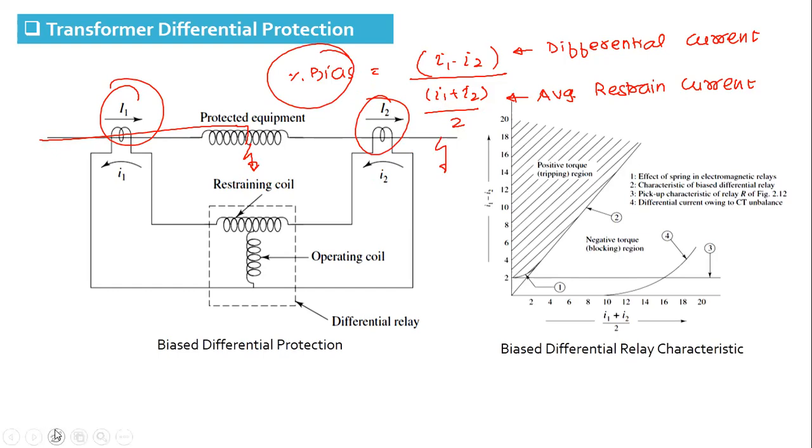For external fault, as the fault current is carried by both the CTs, you can see the same current, the differential current will be lower, the average restraint current will be higher, and that is why the percentage bias will not be satisfied.